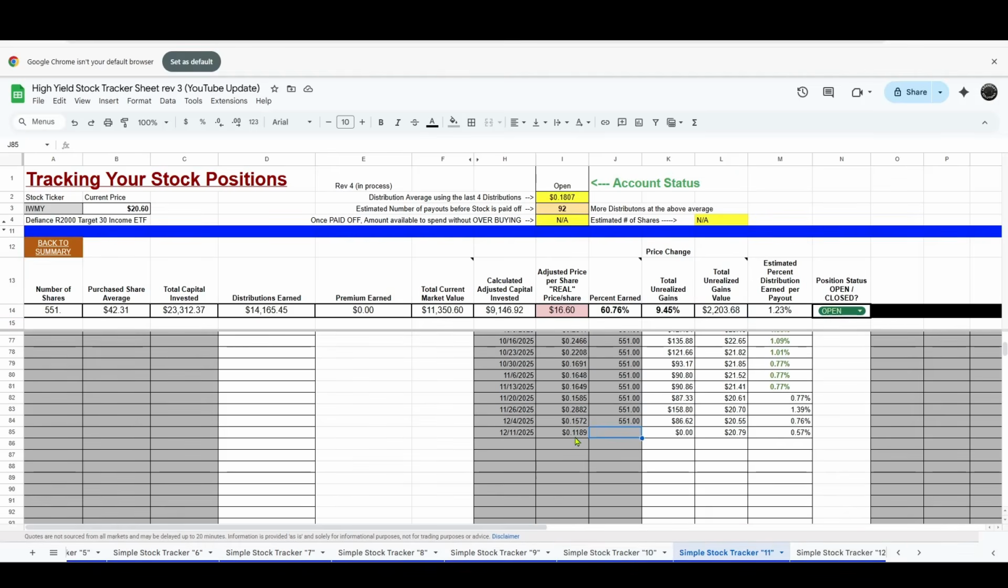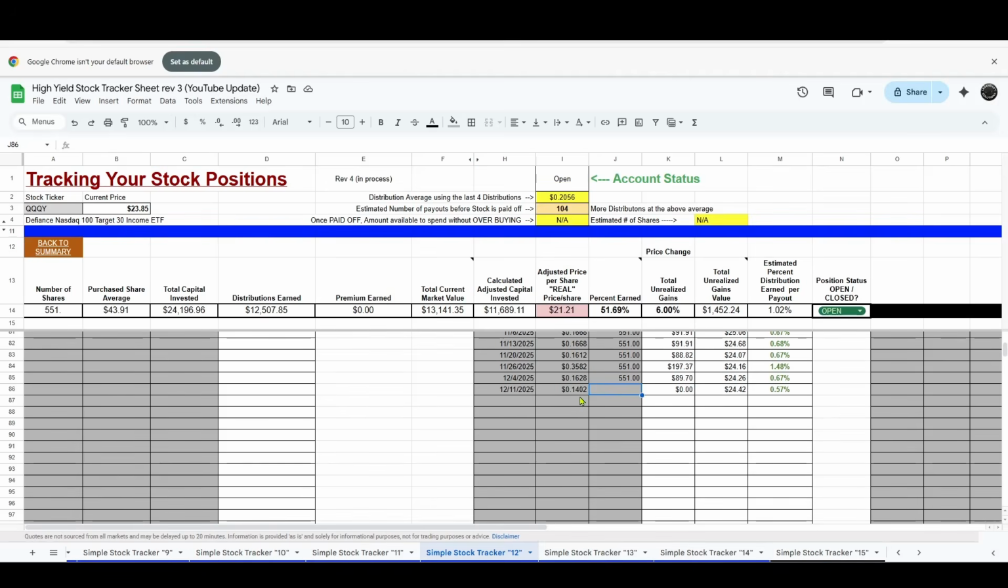IWMY will pay out a distribution of 11 cents, and I have 551 shares. So that real price per share of $16.60 now becomes $16.48. The current price of $20.60 means if I were to sell all my shares at the current price, I'm going to make $2,269. And as you're starting to see, I'm definitely gaining more than I'm losing. And we'll take a look at that summary page at the end, and I'll show you what I mean.